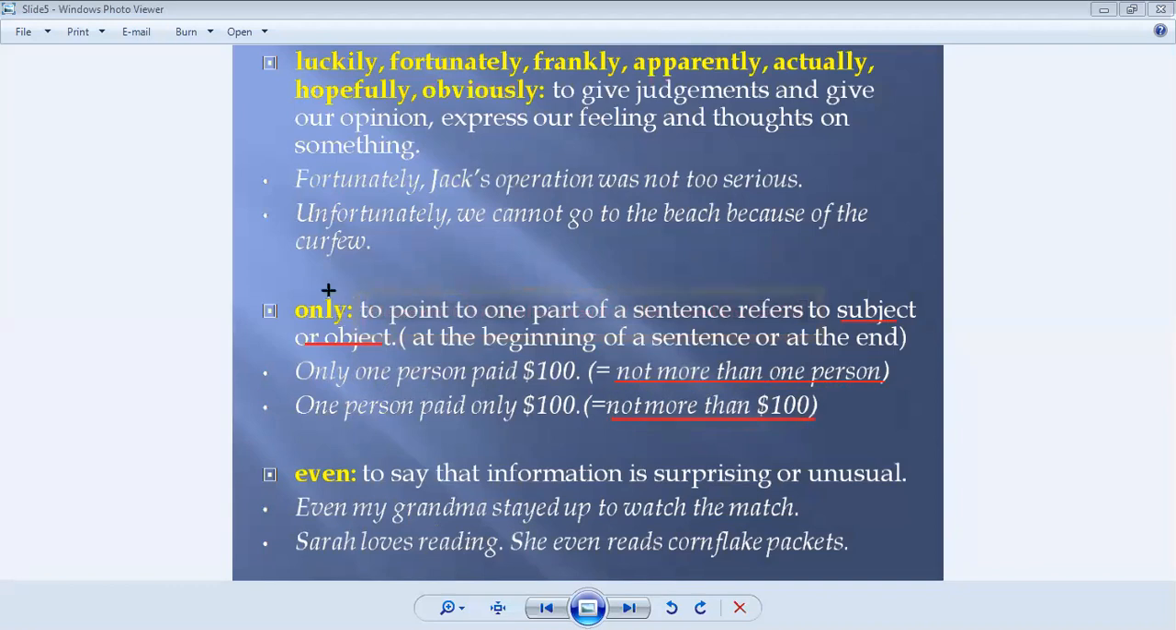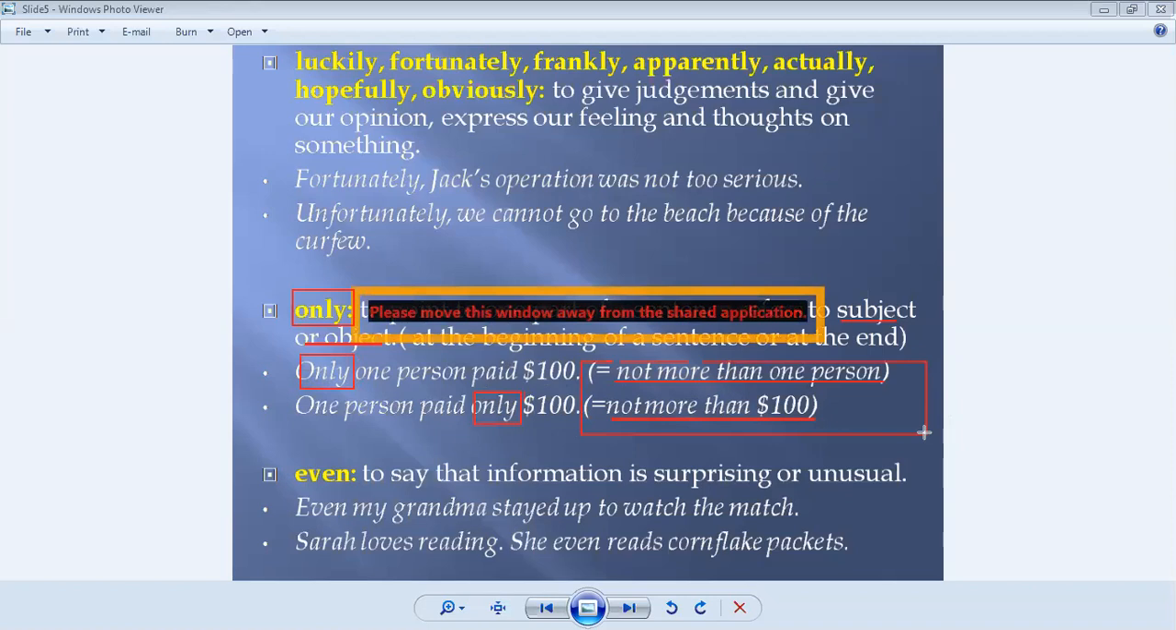Do you see that when you use the adverb only at the beginning of the sentence versus at the end of the sentence, the meaning of the sentence has changed totally? So you must be very careful about how to use the adverb only. Next one, even, to say information is surprising or unusual.